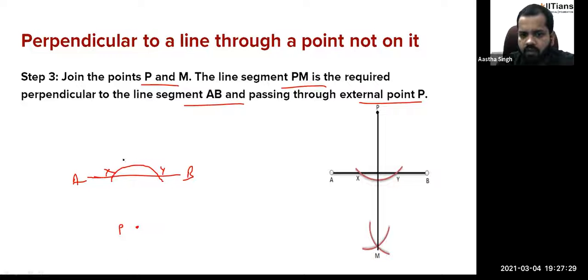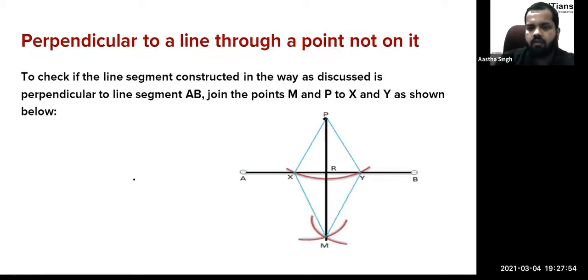From your point X, make an arc opposite to your point P, like this, of any radius. But with the same radius, make a center at Y and draw another arc. This will cut like this. Suppose this point is M. So just join P and M. Your PM will be what? Perpendicular.